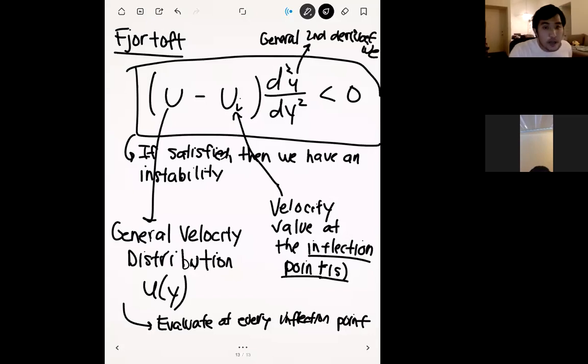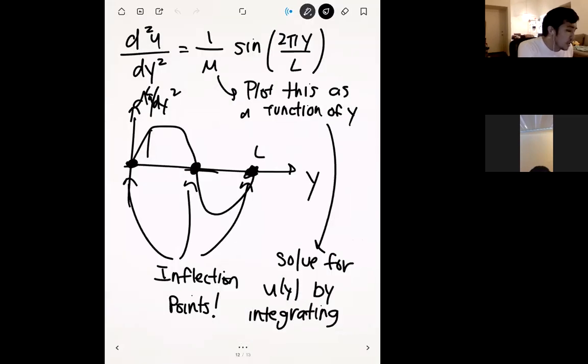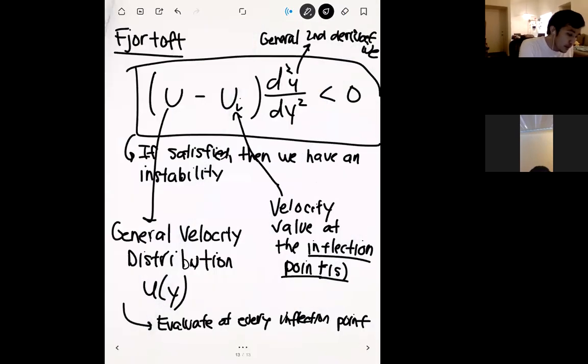And so what you're going to plug in for that is going to be your general second derivative. Okay. So if we go back a second to the previous problem, we can see here that we have d squared u dy squared is equal to 1 over mu sine of 2 pi y divided by L. And so to apply this to Fjortoft's theorem, you're going to take this entire expression here and plug it into here.